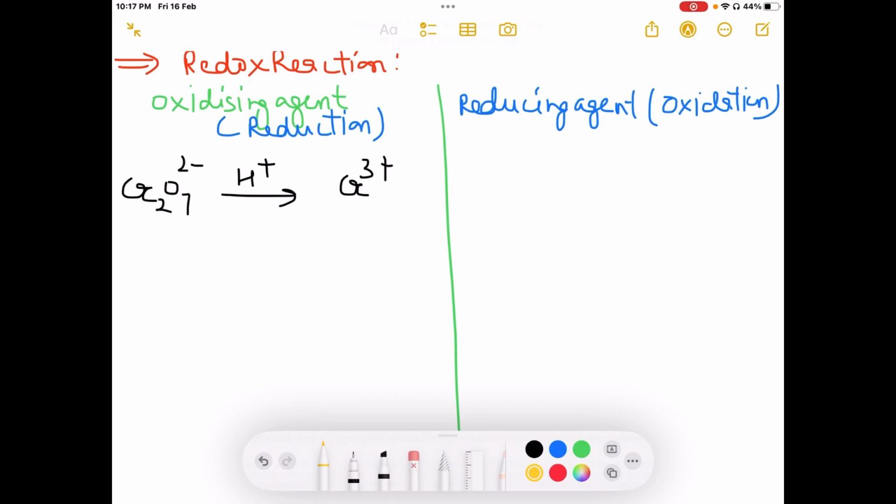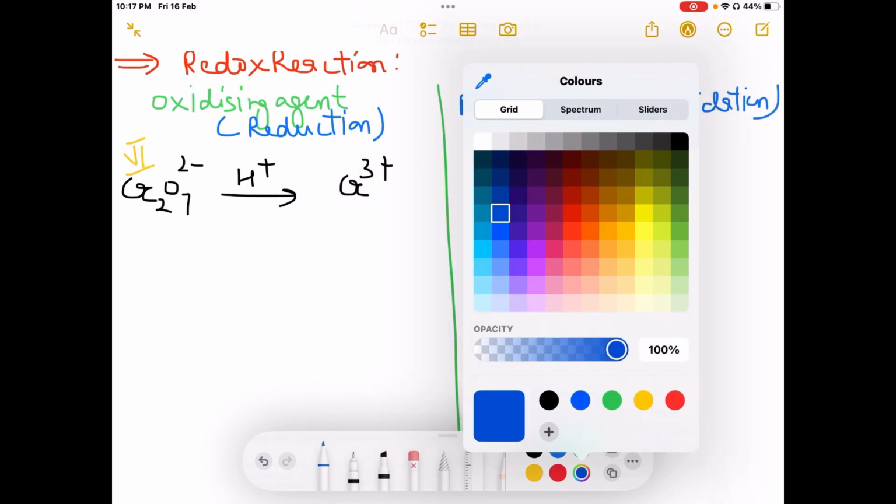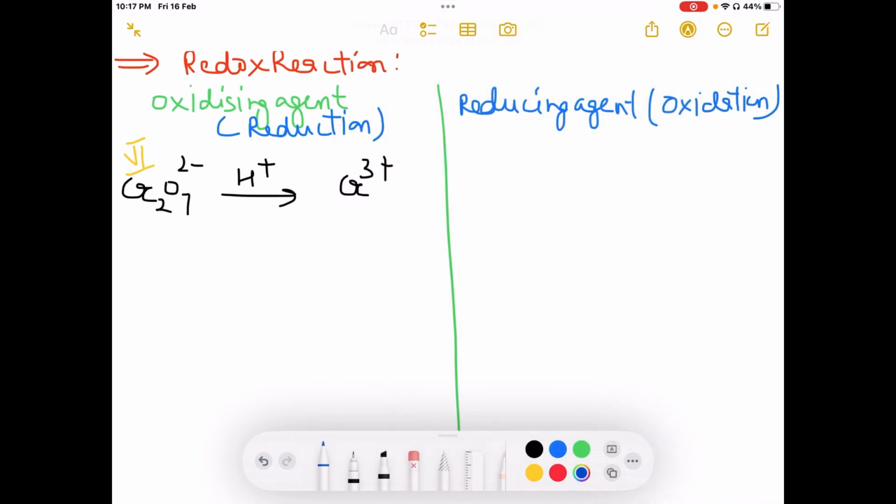In dichromate, chromium is in +6. So from 6 to 3, there is a decrease of oxidation number, a reduction takes place, and it acts as an oxidizing agent. Next, a list of reducing agents: suppose we react potassium dichromate with potassium iodide. That produces iodide ion. Iodide ion changes to iodine, -1 to 0, an increase of oxidation number.